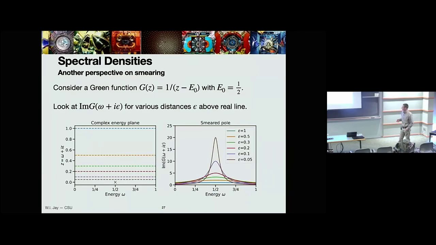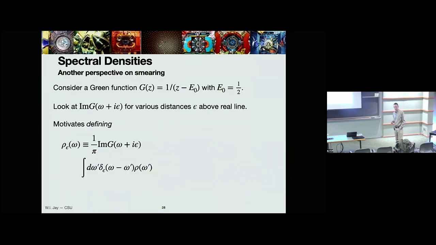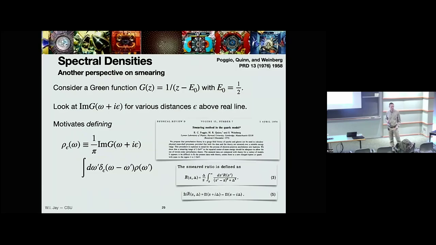So this motivates defining a smeared spectral function as 1 over pi, just conventionally, times the imaginary part of your Green's function. This is a nice way of doing things, particularly because it has the benefit of Steven Weinberg having thought of it before me, so it's perfectly reputable. In this classic paper by Poggio, Quinn, and Weinberg, they were interested in smearing for a different reason, namely to connect quark model predictions to resonance-style physics. So here the motivation is totally different, but nevertheless, it's essentially the same smearing, and probably lots of people had thought about it before, but this is the earliest reference I know.